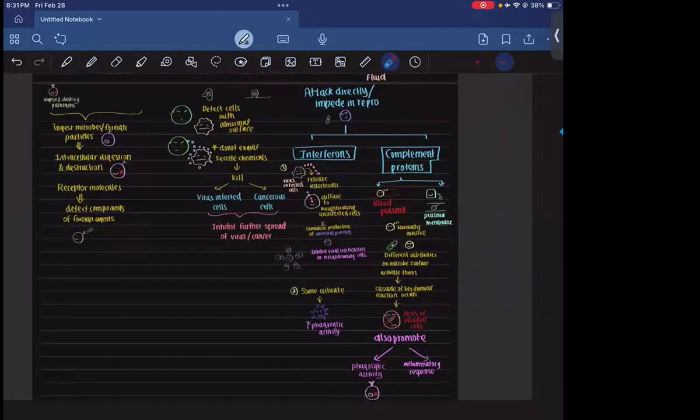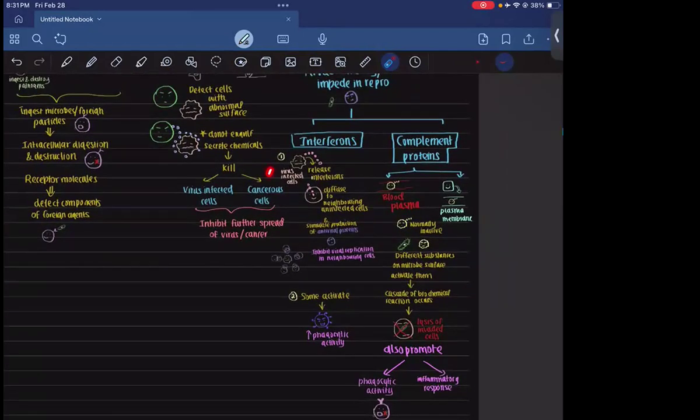So what are interferons going to do? They are going to be released by the virus infected cells. They are going to diffuse into the neighboring uninfected cells, and they will be stimulating the production of antiviral proteins. So what will these antiviral proteins do? They will be inhibiting the viral replication in neighboring cells. And some of them, what can they do? They should be destroying this problem. So they will be activating the macrophages to enhance the phagocytic activity.